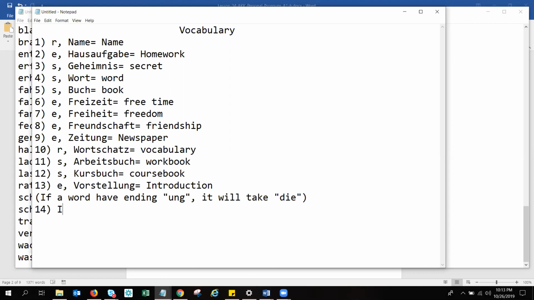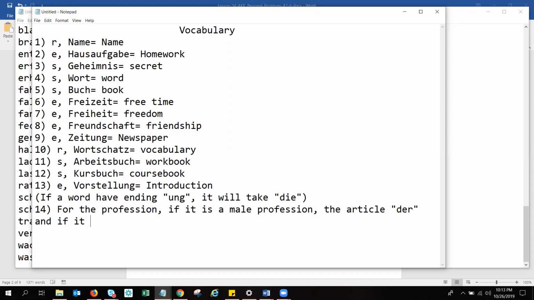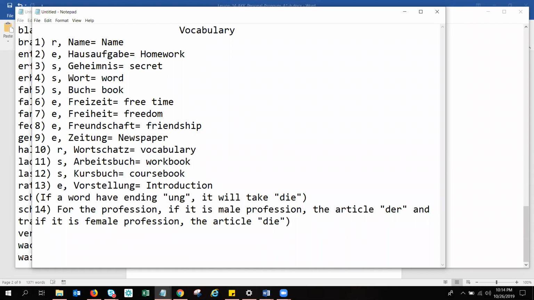Then I already explained this for the professions. So for the professions, if it is a male profession, then the article will be der, and if it is a female profession, then it is die. Clear? Same with the family or relatives.